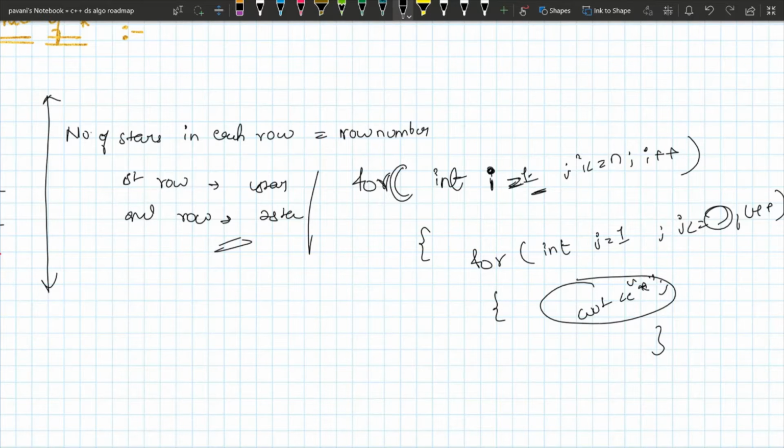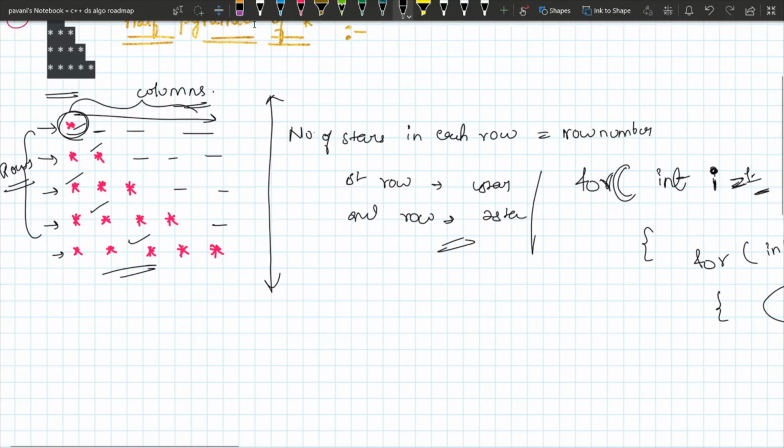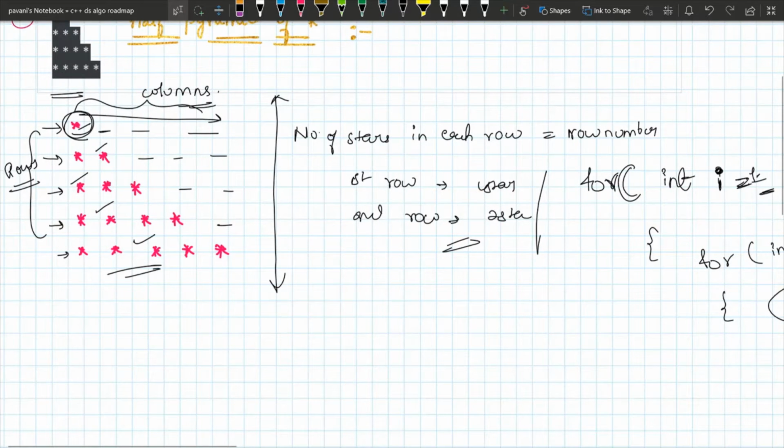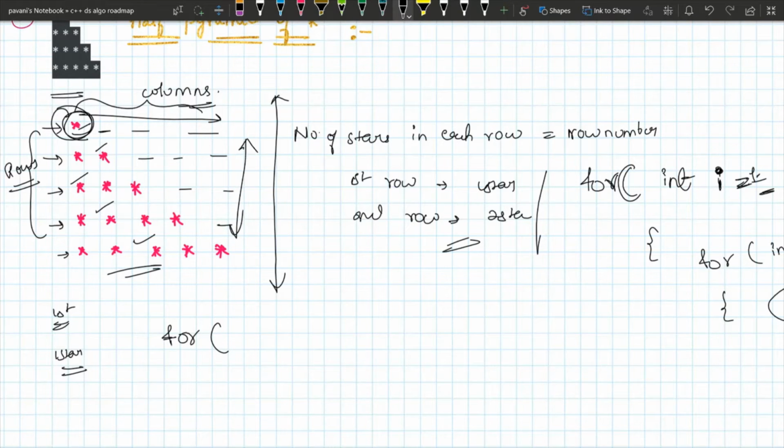I think you understood this, right? Let's try to understand this. This is the first iteration. In the first iteration, I am printing one star. The outer loop is very clear. It has to run 5 times, since I have given n equal to 5. So for int i equal to 1, because we will not get confused: if the row number is 1, the star count must be 1. In that way we are least confused.